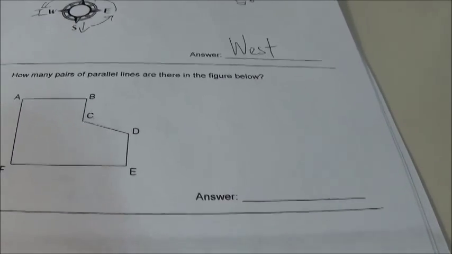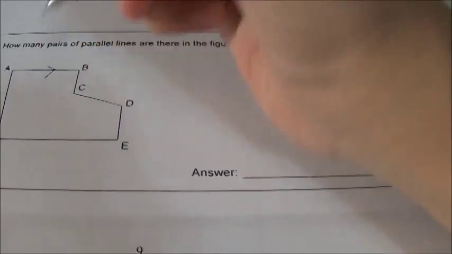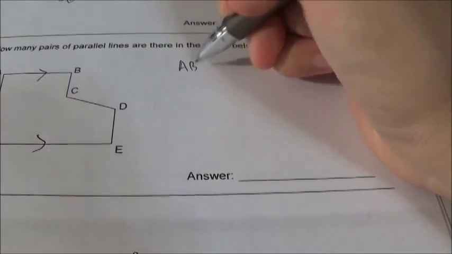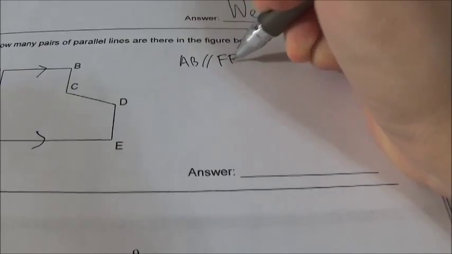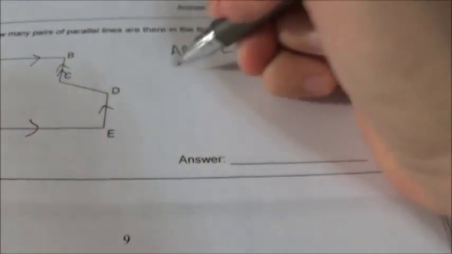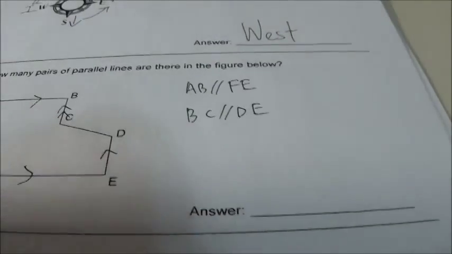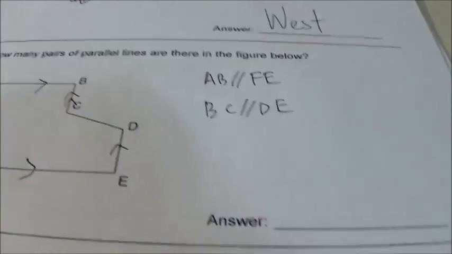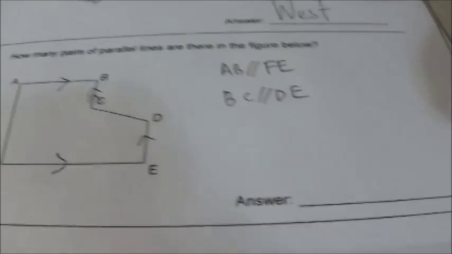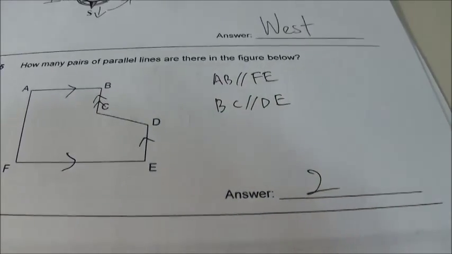Okay, how many pairs of parallel lines are there in the figure? Let's take a look. We have AB and FE, AB parallel to FE. We have BC and DE, BC parallel to DE. And let's do a double check. Okay, that's all. So we have 2 pairs of parallel lines in the picture.